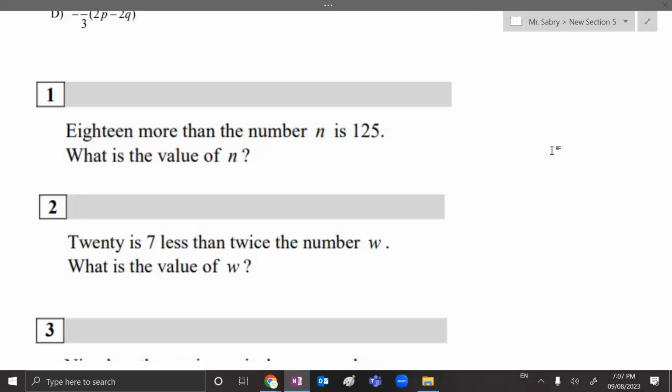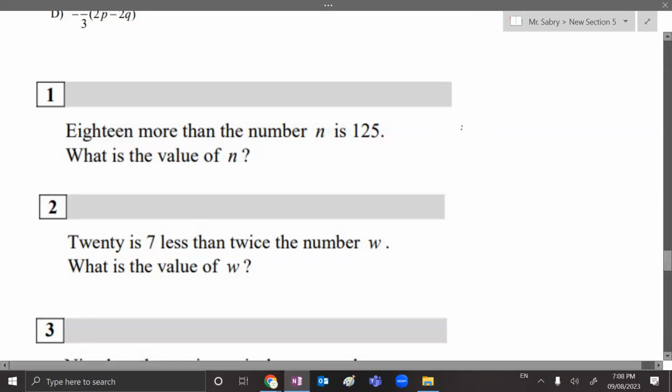Let's start with the first one. It says 18 more than something, so something plus 18. I write the 18 second. What is it more than the number n? So n plus 18 equals 125. What is the value of n? I'll move 18 to the other side by subtraction, so n equals 107. Perfect. So that's the value of n.